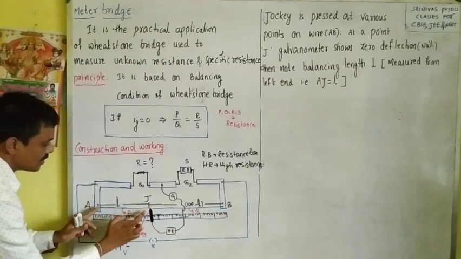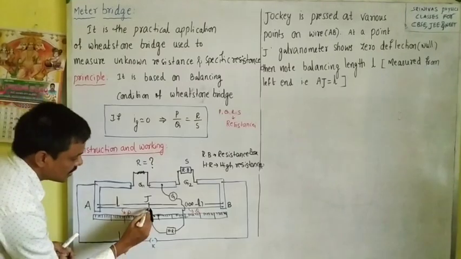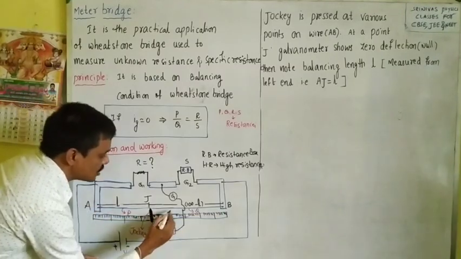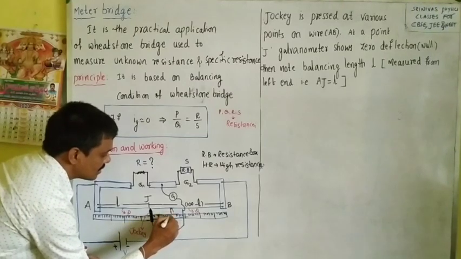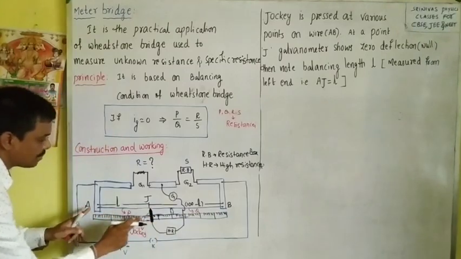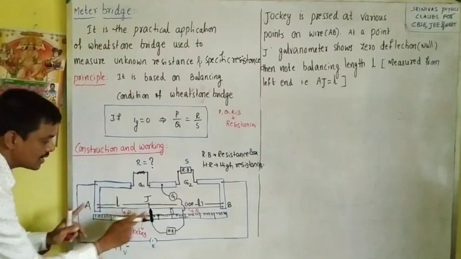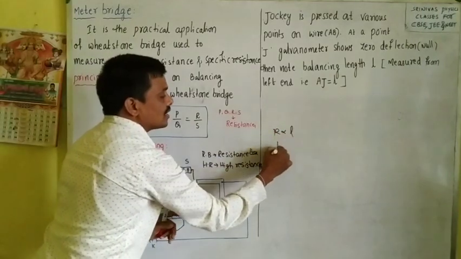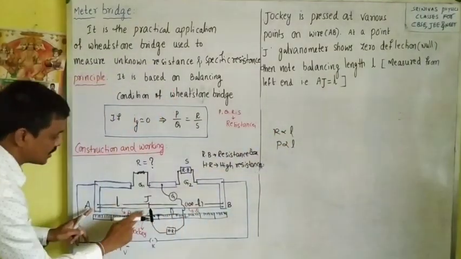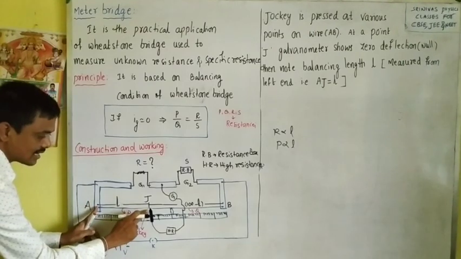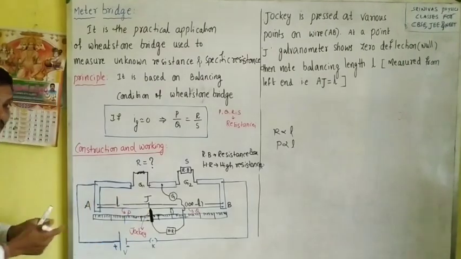For example, if the jockey is here, this is the left side wire length and this is the right side wire length. If the jockey is moved, the left side is this much, the right side this much. That means the left side wire length is increasing, so P increases because resistance is directly proportional to length. We take the left side wire resistance as P, so when the left side length increases, P automatically changes.